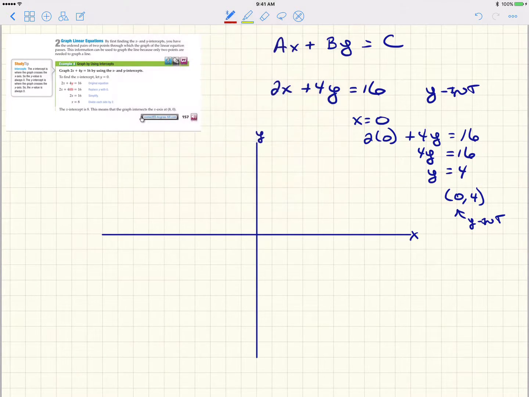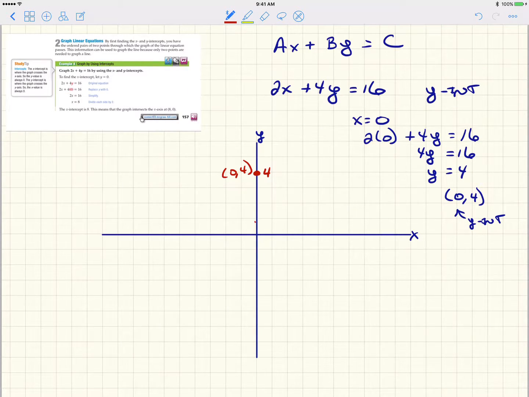Let me pick a nice color, red here. We're going to say x equals 0, y equals 1, 2, 3, 4. So this is y equals 4, and we'll identify that point as 0, comma, 4. Good so far. The next thing we're going to do is find the x-intercept.